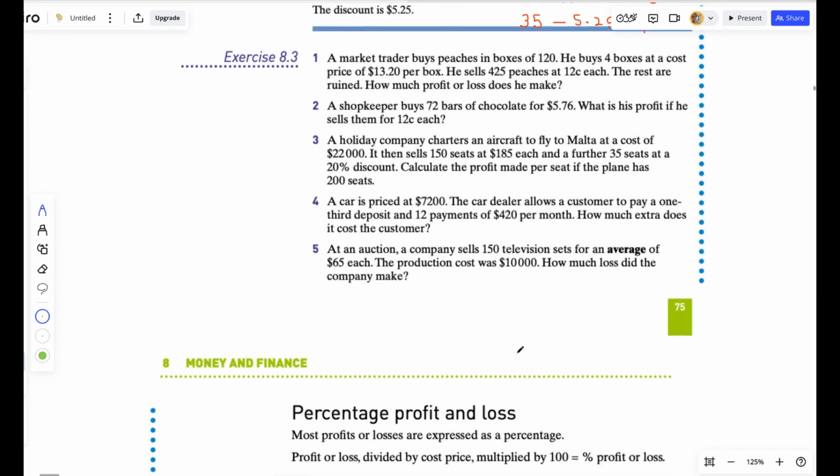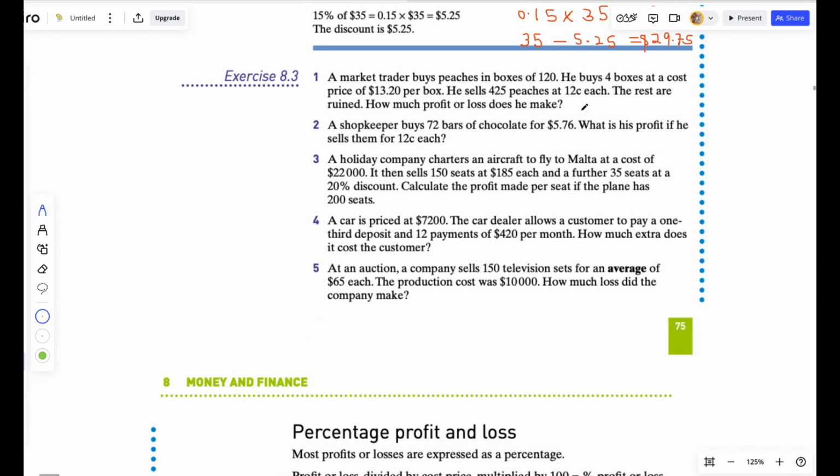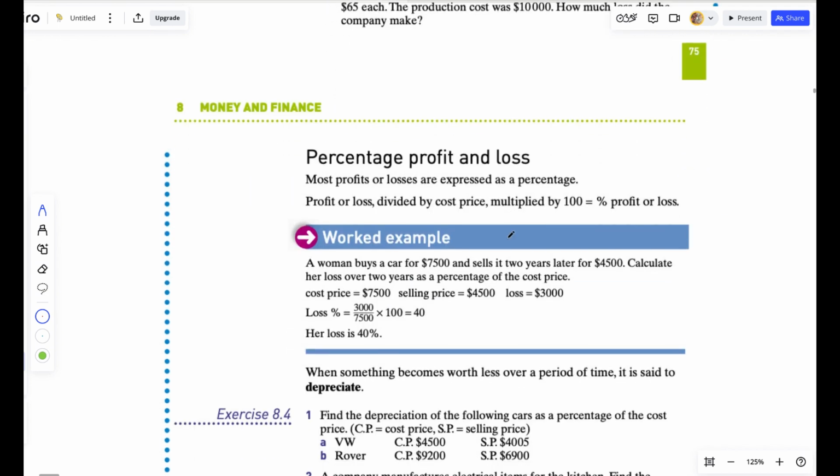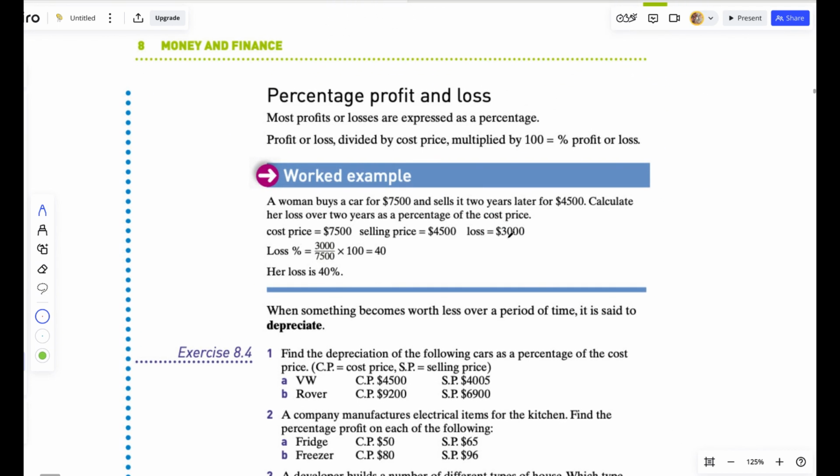So you can pause the video here, look at all these questions and try to solve them. Is that okay? Now let's go to percentage profit and loss. Percentage profit. You know, after you've made profit, you have to find the percentage. After we've made profit or loss, we should know how to calculate the percentage. Percentage profit or loss is loss over the cost price times 100.